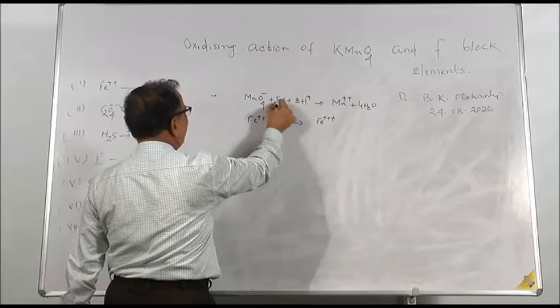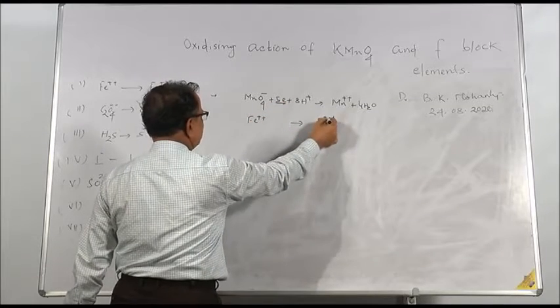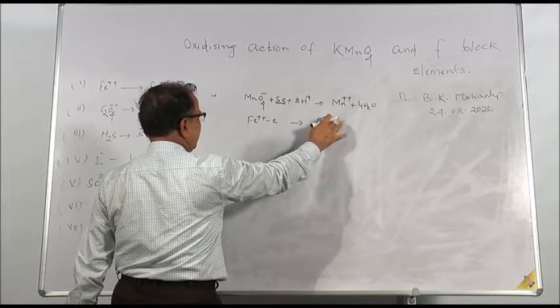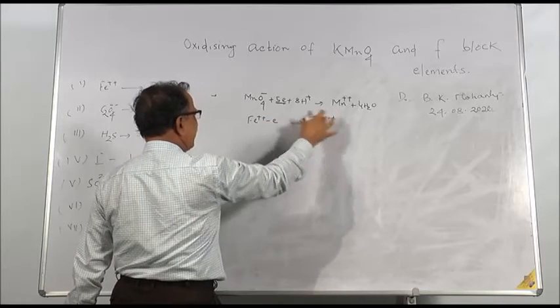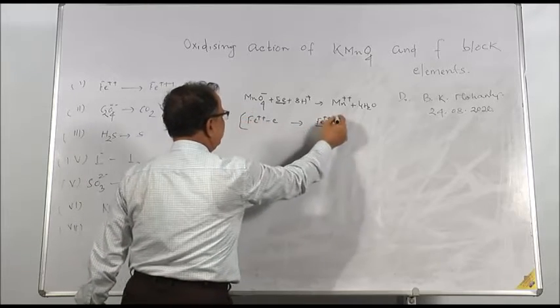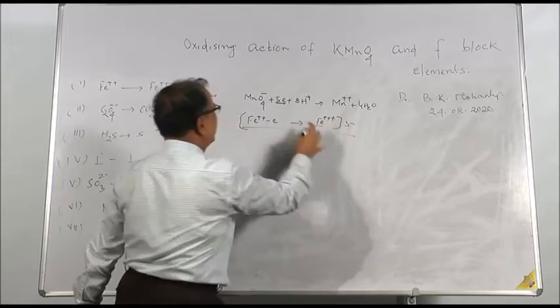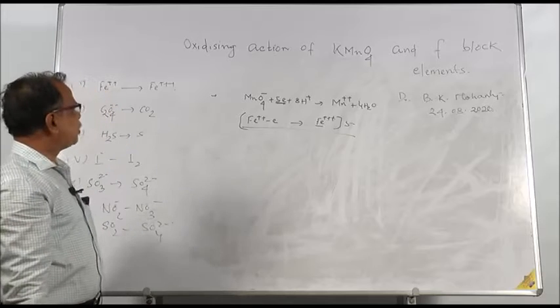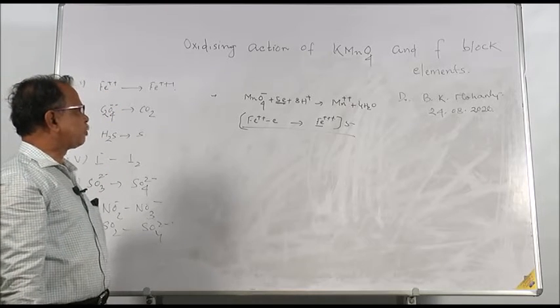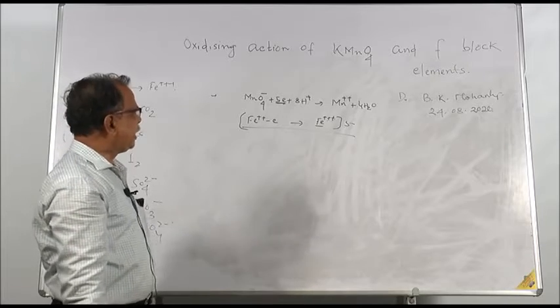Now since the permanganate half-reaction involves 5 electrons, here it is plus 3, and here only 1 electron is involved. Because 3 plus is there, if we add 1 electron, it will balance to plus 2. So multiply this by 5 and add. See the reaction of potassium permanganate with ferrous: when potassium permanganate is treated with ferrous sulfate, we get ferric sulfate.